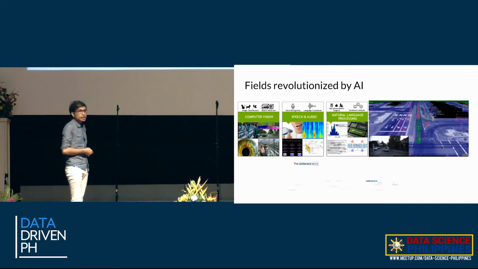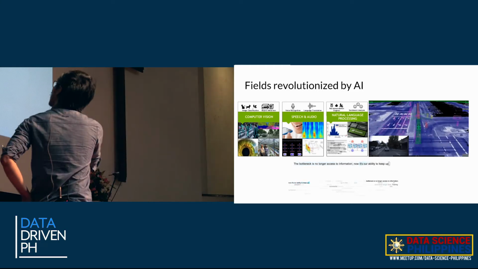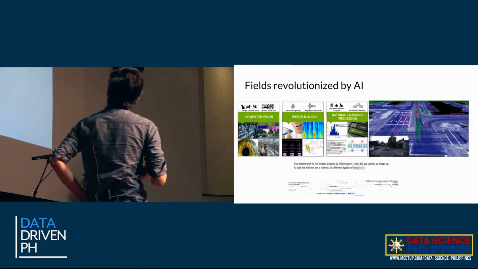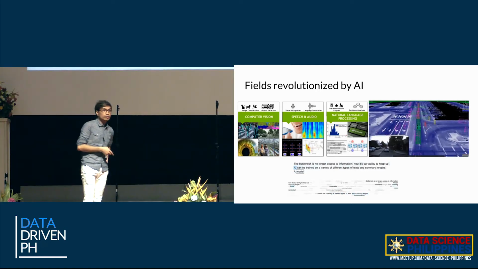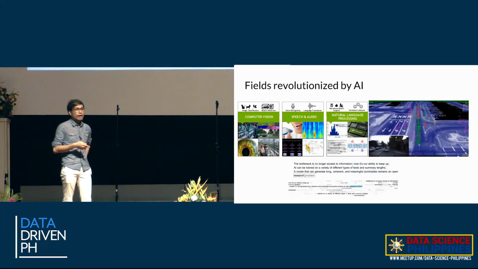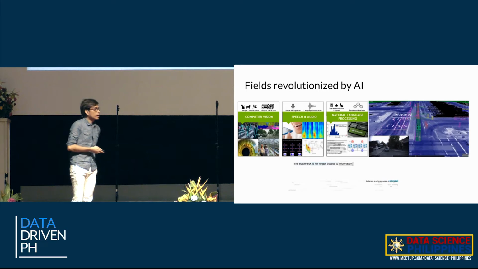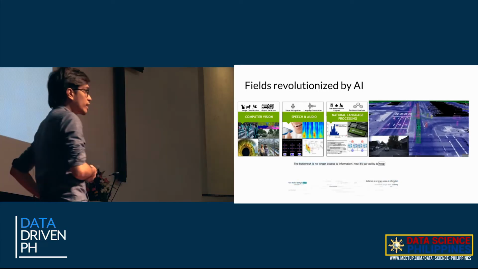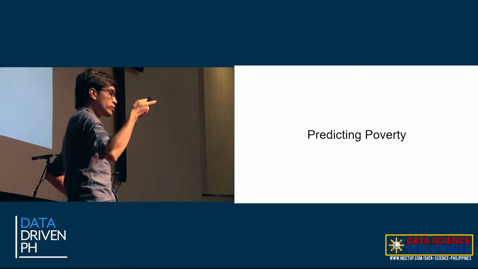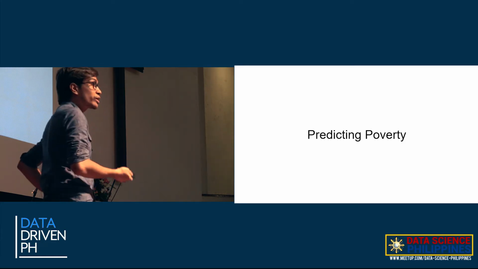Some of the fields revolutionized by AI in recent years are the following. We have a lot of milestones achieved in computer vision, speech and audio recognition, and natural language processing. For example, things that you've been using with Google utilize AI at the back end. Now, we can think of AI as a tool or a paradigm with which we can solve different problems. So how can we apply AI to predicting poverty?